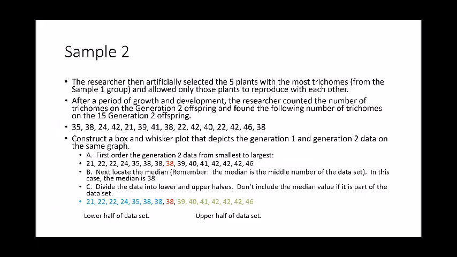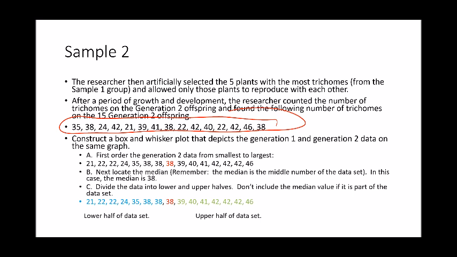Here's sample 2. So the researcher then artificially selected the 5 plants with the most trichomes from the first group of data that we looked at a second ago, and allowed only those plants to reproduce with each other. After a period of growth and development, the researcher counted the number of trichomes on the generation 2 offspring and found the following number of trichomes on the 15 generation 2 offspring. So here's our data for generation 2. So we want to construct a box and whisker plot that depicts both the generation 1 and generation 2 data on the same graph. That way we can compare them.